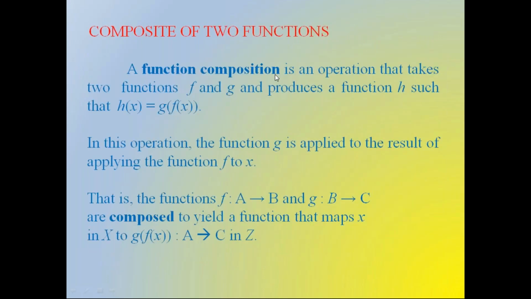The next one is very important: composite of two functions. A function composition is an operation that takes two functions f and g and produces a function h such that h of x equals g of f of x. In this operation, the function g is applied to the result of applying the function f to x. That is, the functions f from A to B and g from B to C are composed to yield a function that maps x in capital X to g of f of x, from A to C. This is called a composition between two functions f and g.